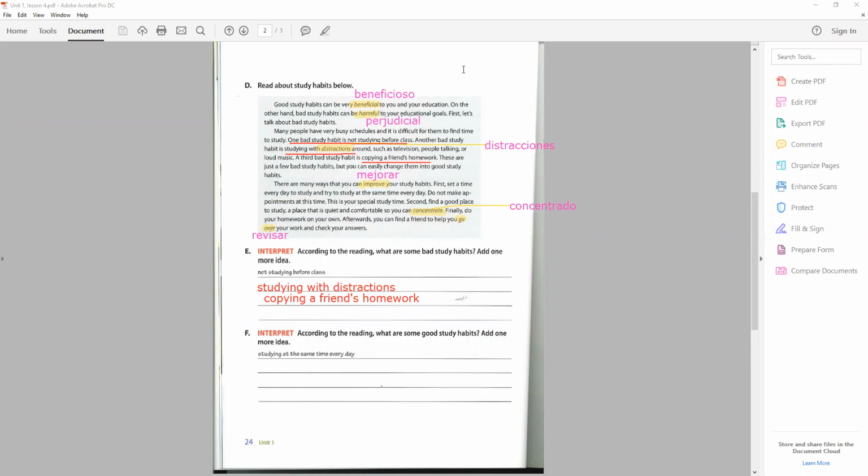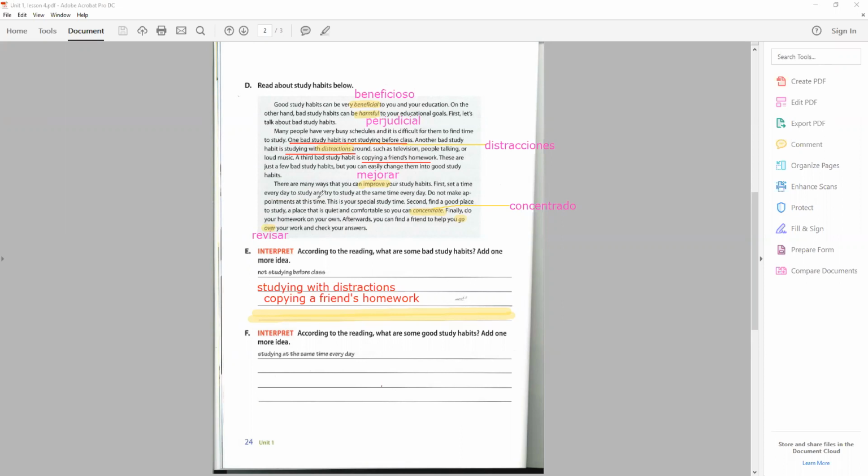All right, now we want you to write one more idea. So right here, you're gonna write one more idea of your own. Okay, now let's look at F. According to this reading, what are some good study habits? All right, so let's look at some good ones.